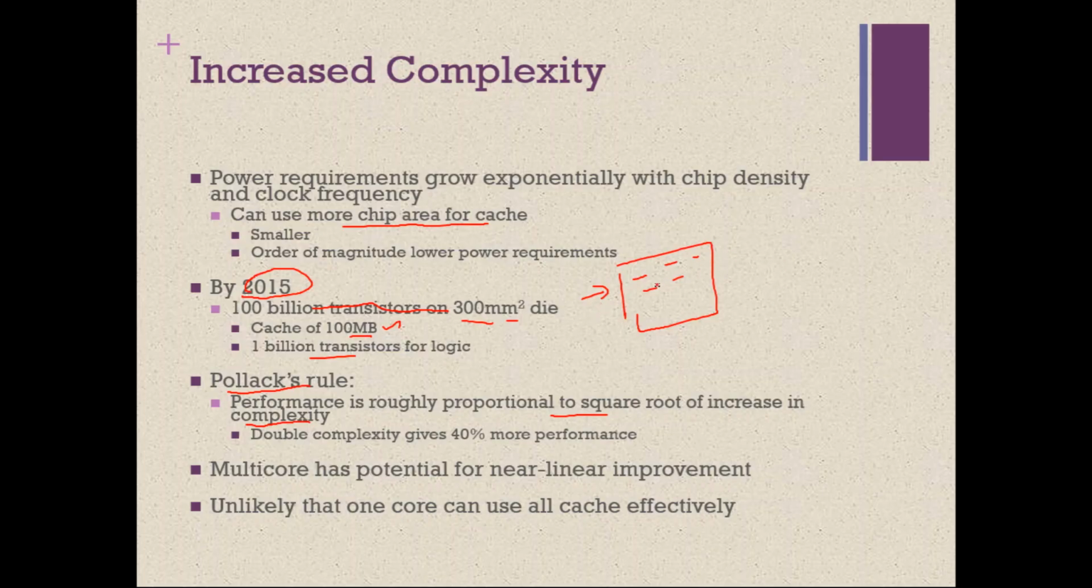As we already discussed, say today if I can keep 100 million transistors inside the chip, then in the next year the industry wants to keep 200 million transistors within the same chip, within the same size. So obviously the organization will become complex, right? Okay. So that's what this rule says. Performance is roughly proportional to the square root of increase in complexity. Okay. Right? So because of these issues, we are going for multi-core computers.